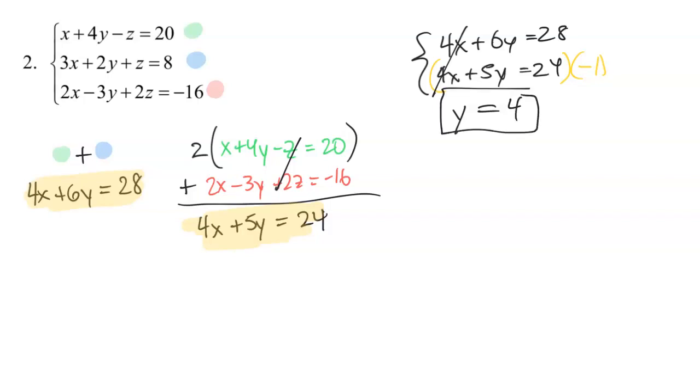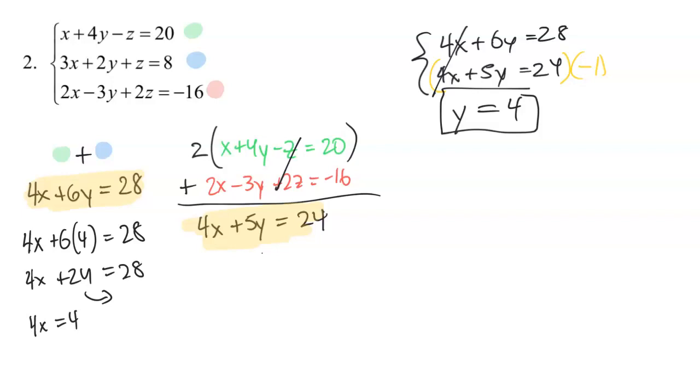Now that we have y is equal to positive 4, you can come back to either one of these two equations, substitute in 4 for y, and then solve for x. If we do that in the first equation, we're going to have 4x plus 6 times y, which is 4, is equal to 28. That's going to give us 4x plus 24 is equal to 28. Go ahead and subtract over the 24 so that you get 4x is equal to 4. When you divide by 4 on both sides, you're going to get that x is equal to 1.